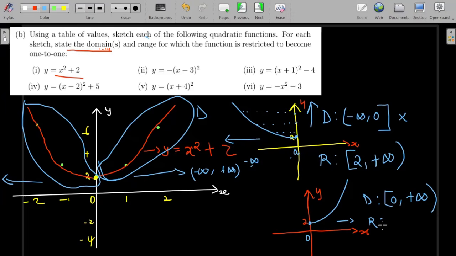But the range still remains the same because the lowest point is 2. As it increases, when I come to the y-axis, I'll be finding values that are greater than 2. So it will be from 2 all the way to positive infinity. That will be my range there. So we have stated the two domains: there's this one, and this one. On both graphs, we see that it is a one-to-one function because when I draw a horizontal line like that, it only touches at one point. So we are done with this first question here.